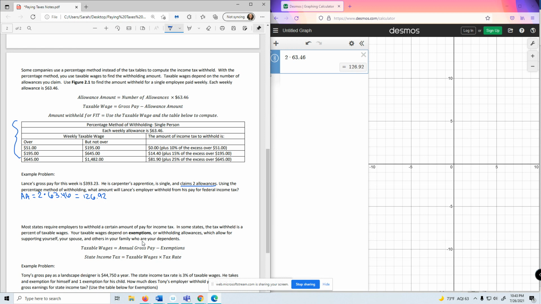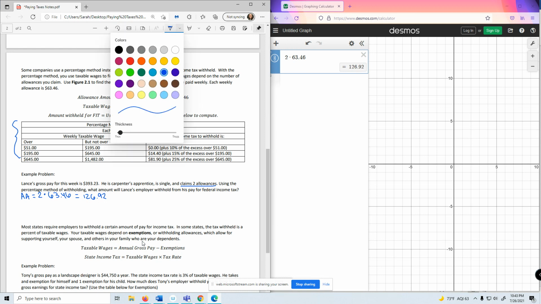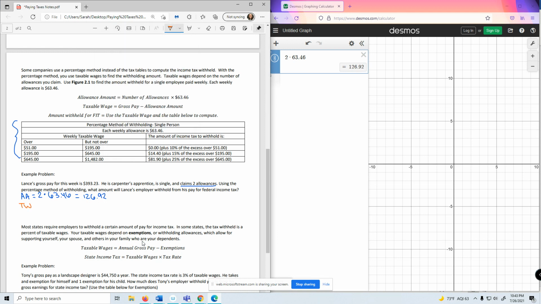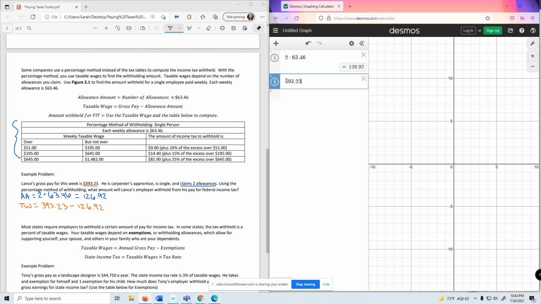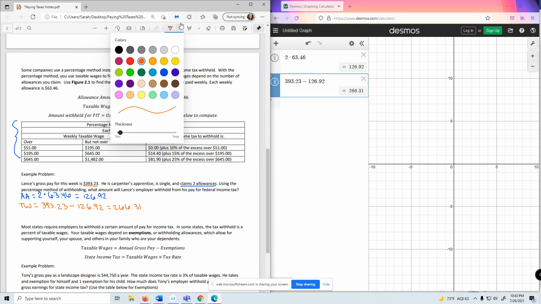Once we have that, we can find out his taxable wage, which I'm going to call TW. Taxable wage is his gross pay, which in the problem says is $393.23, minus the allowance amount. That's what we found in the last equation, 126.92. And we can use a calculator to find that amount. We get 266.31. The question's not asking for his taxable wage, though. They want to know the amount withheld from FIT.